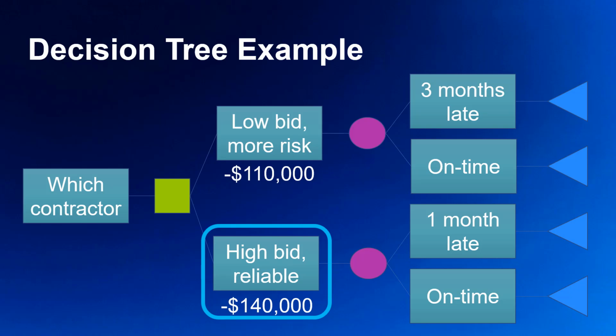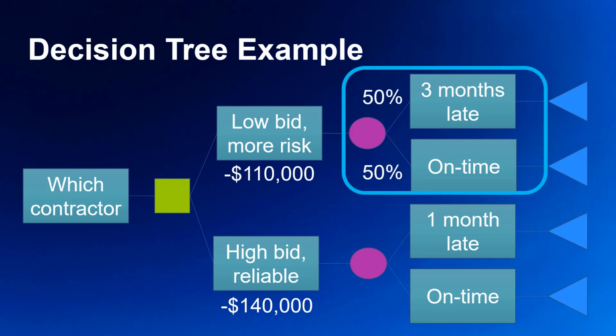How do we choose? Well, first we need to understand what the probability is of being late. To do any calculations on the impact of our contractor being late, we need to understand the probability of both these contractors completing their work late. For our lower bid contractor, we estimate that there is a 50% chance that they are going to be 90 days late.